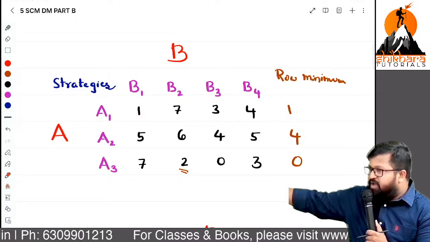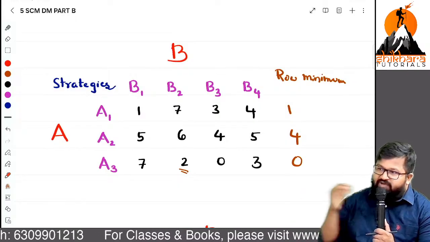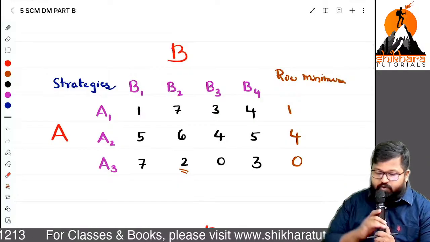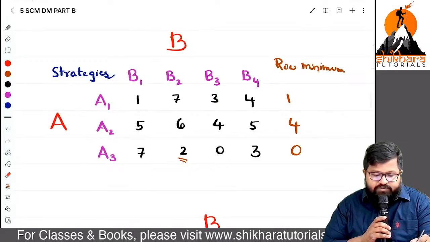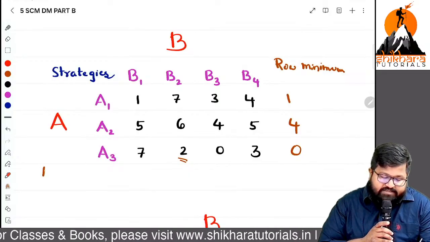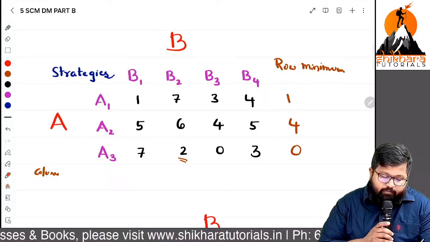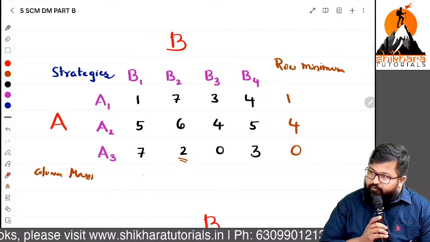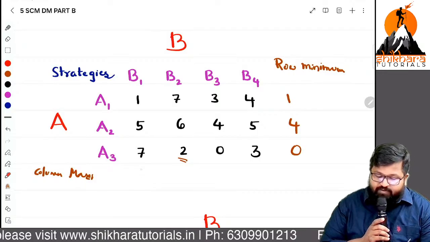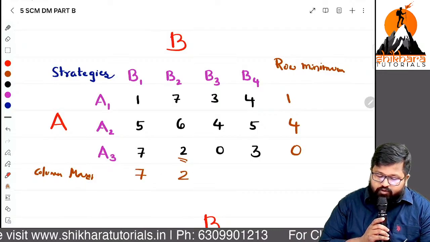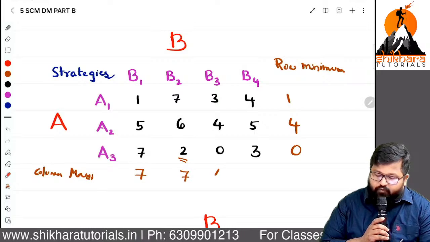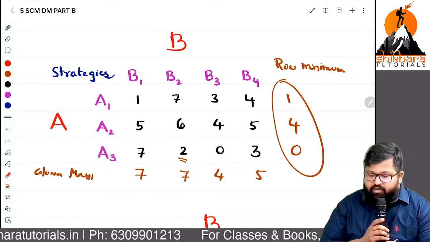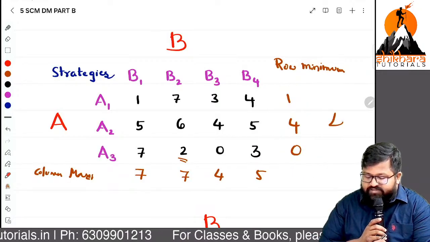What are the points? 1, 4, 0. How did we get those values? All the minimum values of each row. Now what about the column values? It is the column maximum. What are the values? We are taking the maximum values: 7, 4, 5. Of these values, which value should be taken? The maximum value. So that is 4.